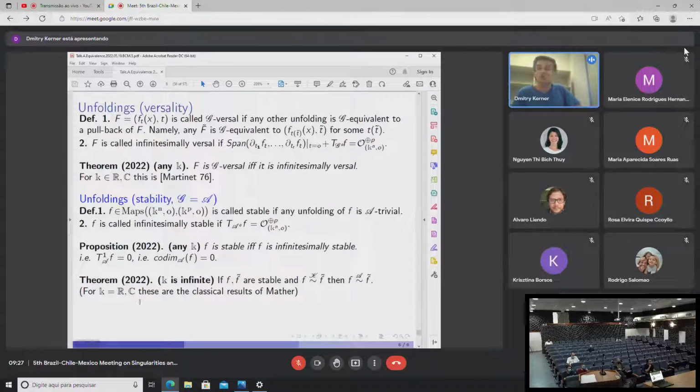So in the real and complex case, these are the classical results of Mather, and again the proofs used some analysis, integration of vector fields. And now, for the case of infinite fields, the proof is purely algebraic, without analysis. And as before, I do hope that this assumption of infinite field is not necessary, but currently I need it. I could not do it without it.